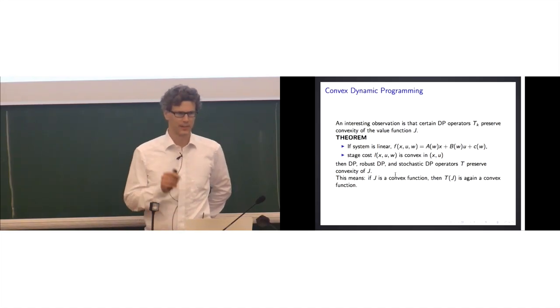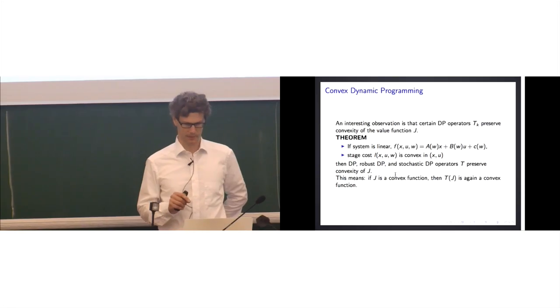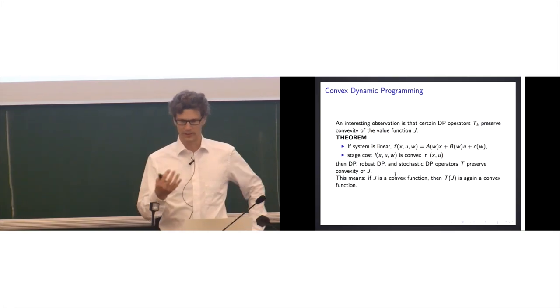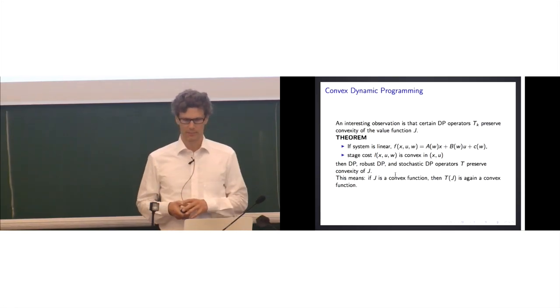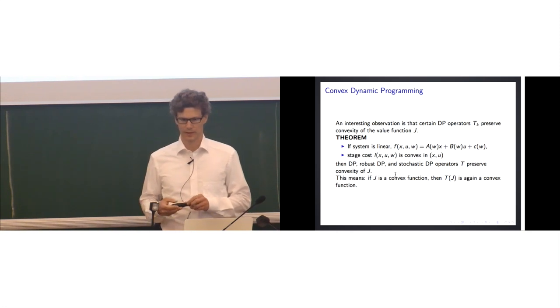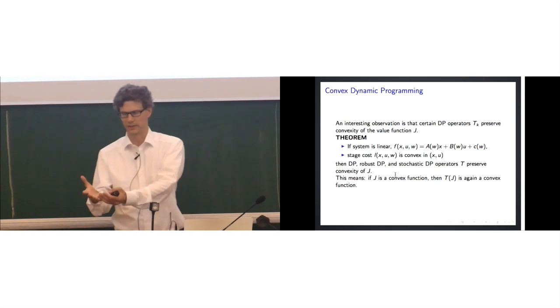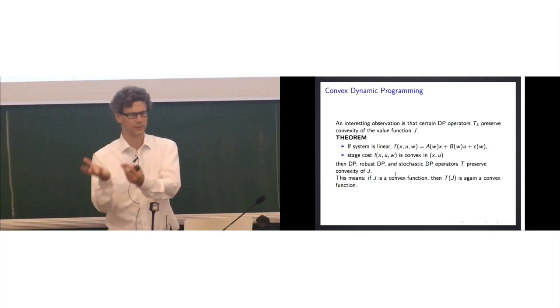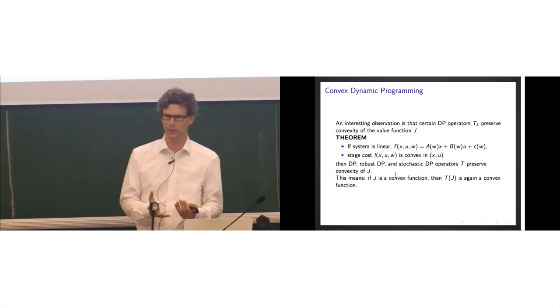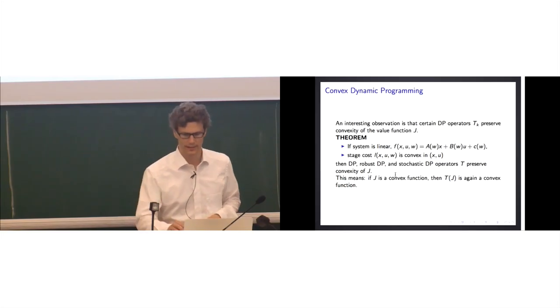And then dynamic programming, robust dynamic programming, and stochastic dynamic programming, which all lead to different operators T, but all these operators will preserve convexity. That means if you take a convex function, you plug it into this dynamic programming operator, you do one time step backwards, so to say, you get again a convex function.